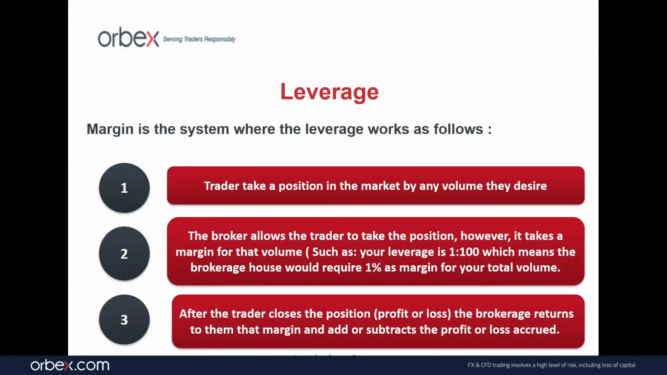Let's take a quick look at leverage again, step by step. The trader takes a position in the market with any volume they desire. Like we said, volume being one standardized lot of 100,000 units, or a mini lot, or micro lot. The broker allows the trader to trade the position, however it takes the margin for that volume. After the trader closes the position, the brokerage returns that margin to them, and then adds or subtracts the profits or loss accrued.